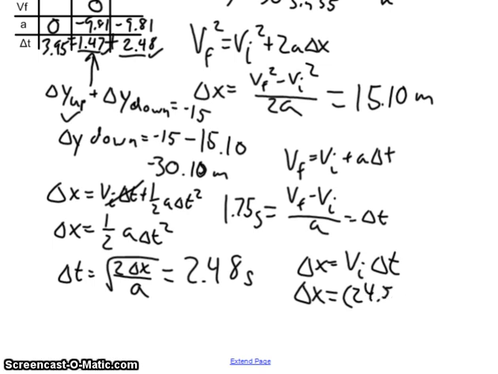Our Vi is 24.57 for our original, and the 3.95 for the time, which gives us a delta x of 97.05. That is a really long shot. Well done.